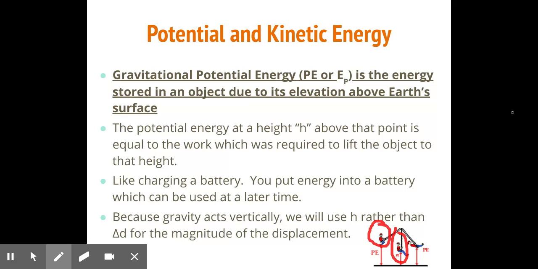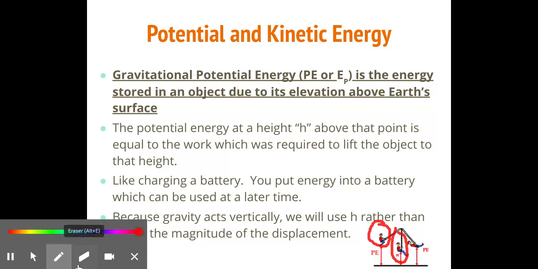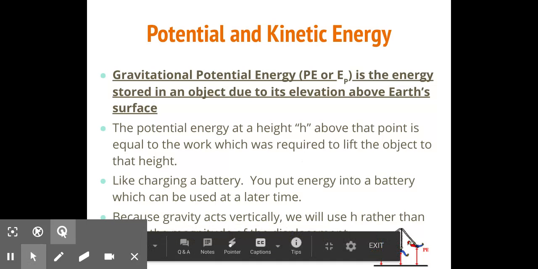Okay. And then, anyway, hopefully, just be careful with this, because I don't want to confuse you here. Okay, so because gravity acts vertically, we use h rather than displacement for the magnitude of displacement, which is fine. I typically do that, and we'll see that in the next slide here.